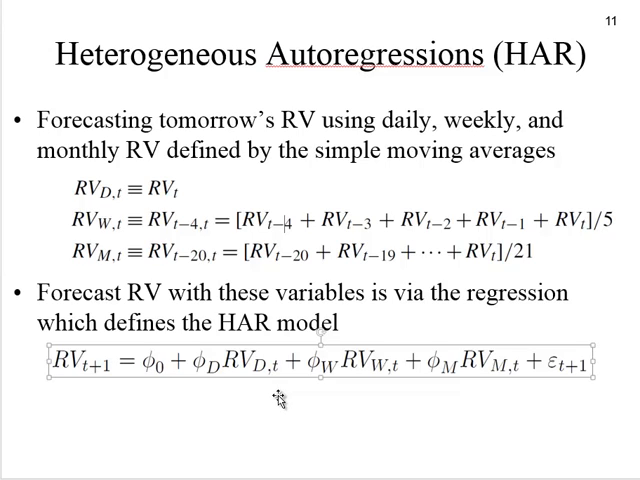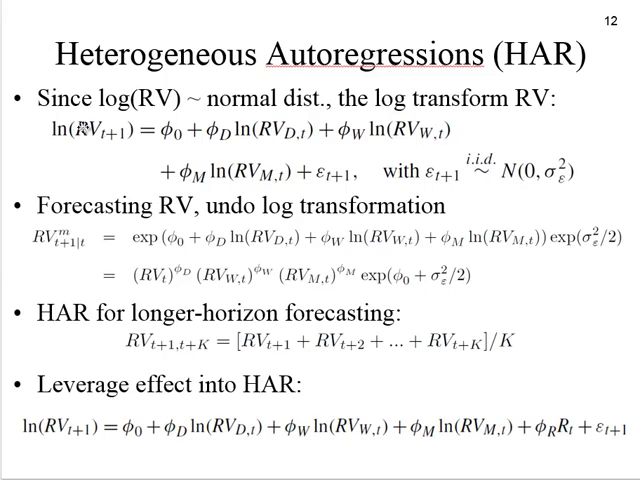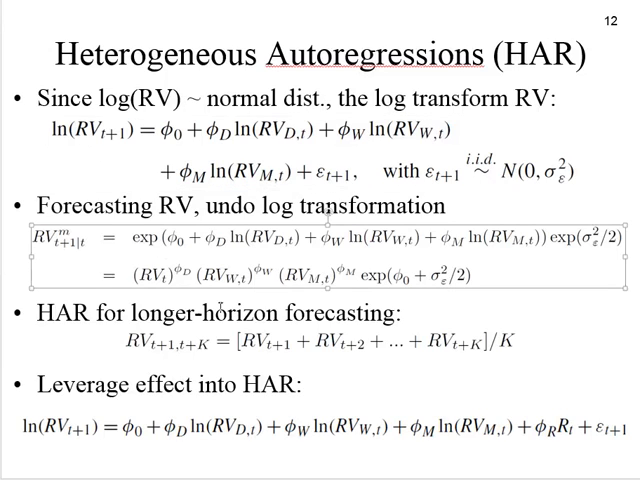The main idea is to explain tomorrow's realized variance, that means the one at t+1, with the 3 explanatory variables. We can use the logarithm of all realized variances so that the error is normally distributed by construction. The forecast of RV depends on 5 parameters. Those are phi 0, phi daily, phi weekly, phi monthly, and the error variance.